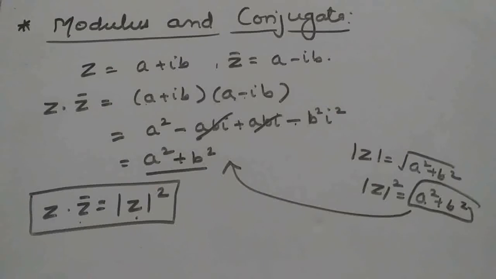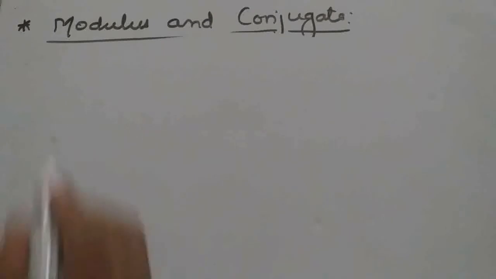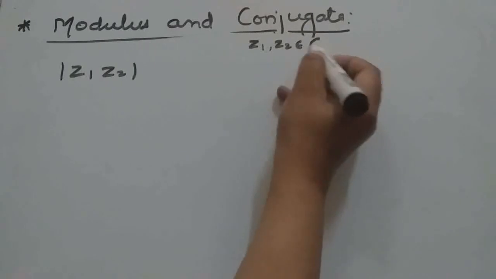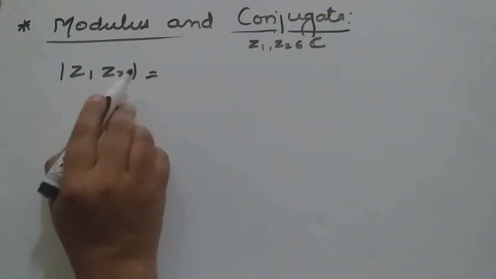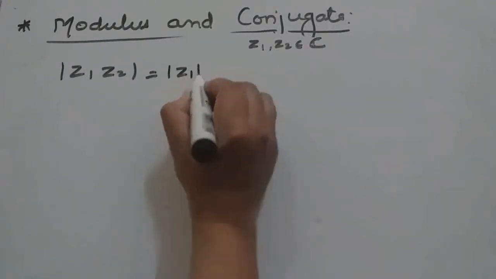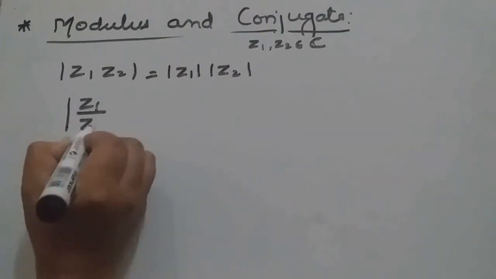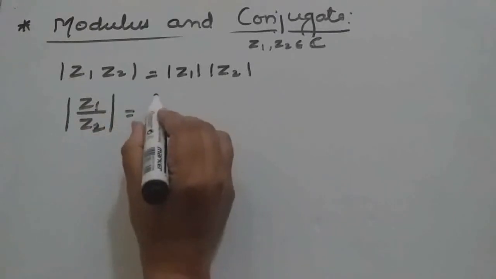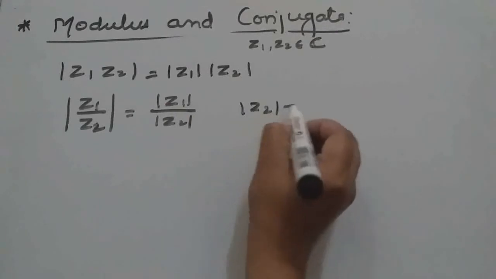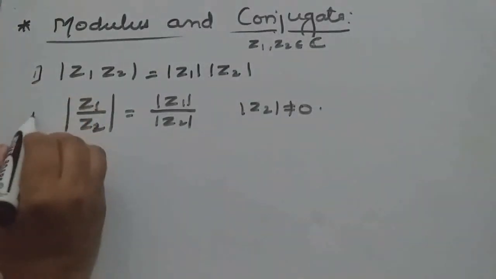So such more identities or more expressions we can have here. Suppose mod of z1 z2, for z1, z2 belonging to complex numbers. The mod of a product of two numbers we can write separately as mod z1 into mod z2. Similarly in division also, this we can write as mod z1 by mod z2, provided that mod z2 should not be equal to 0. Okay, this is first, second.